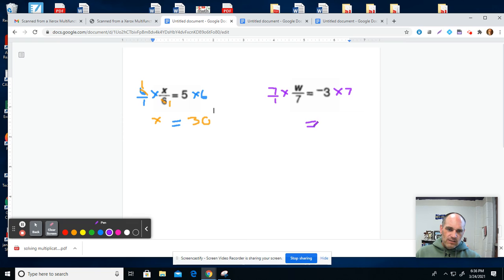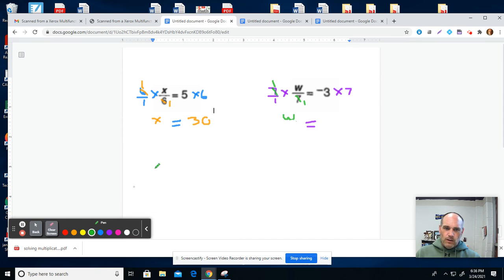My equal sign splits it up into two sides. I'm only going to work on the left-hand side right now. All right, on the left, look at my cross canceling. That's why this is so important here. 7 goes into 7 once. 7 goes into 7 once. On top, we have 1 times w, which is w. On bottom, you have 1 times 1, which is 1. And w over 1 is the exact same thing as just w. So we got the letter by itself.